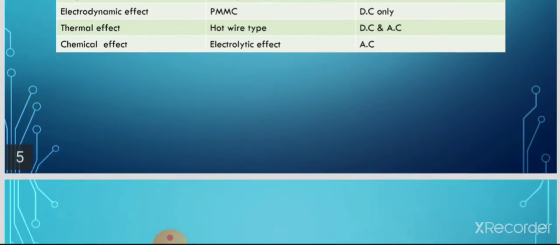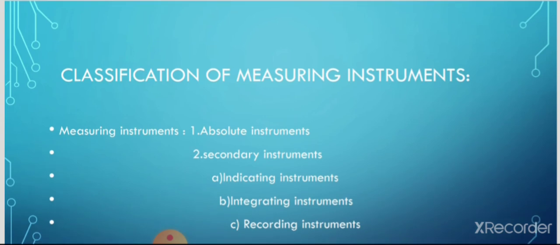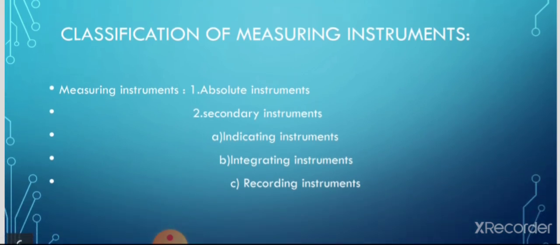Coming to the main classification of measuring instruments. Measuring instruments are mainly classified into two types: absolute instruments and secondary instruments. This is the main classification of measuring instruments. See, absolute instruments are those which give a constant value. In absolute instruments, measured quantities are not compared with the standard quantity. That is known as absolute instruments.